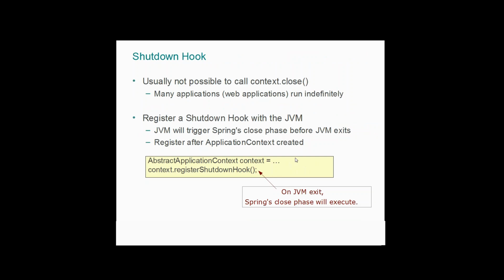And usually it's sometimes not possible to call context.close every time. So you can register the context with a shutdown hook, which is provided by the JDK and already implemented by the context. So when you call context.registerShutdownHook, context.close will be called automatically, so that the application context closes gracefully even on JVM exit. Okay, so that is possible.